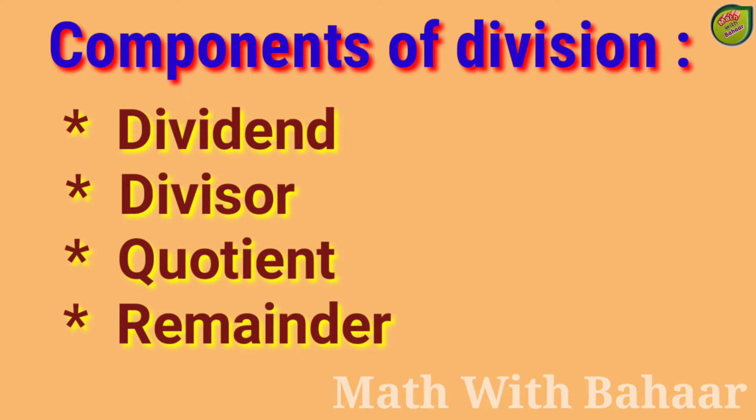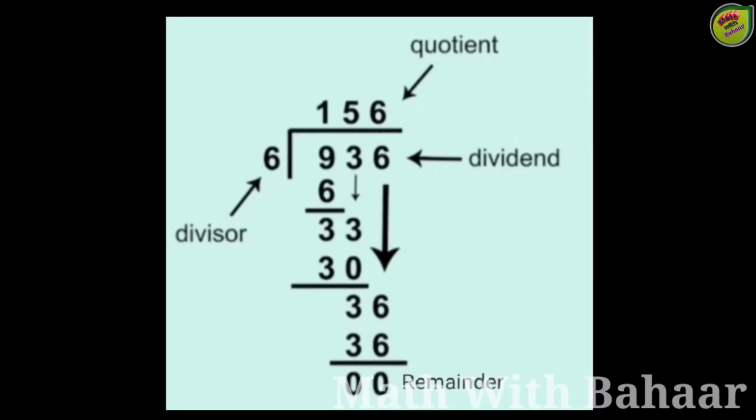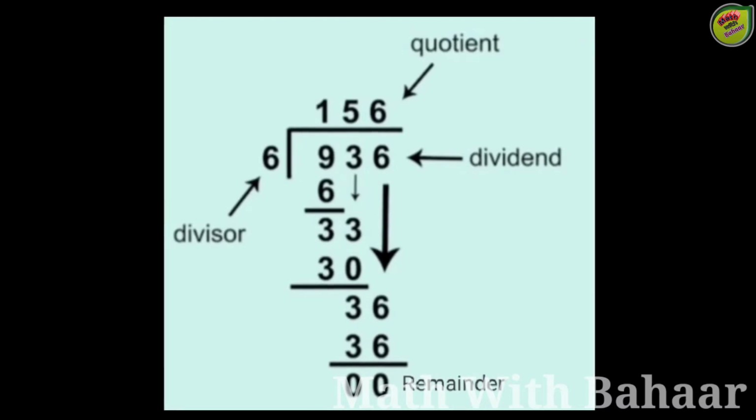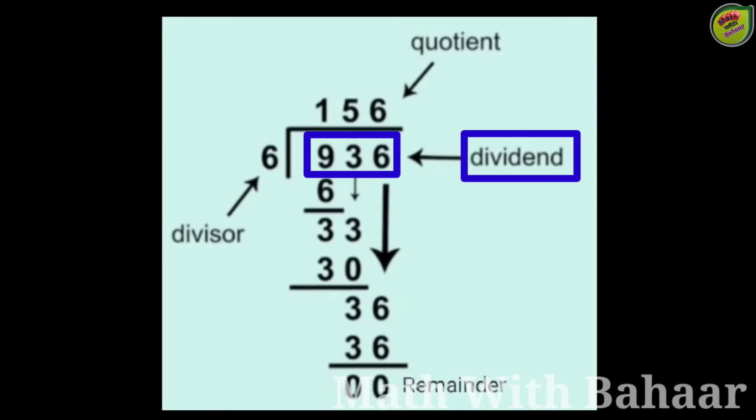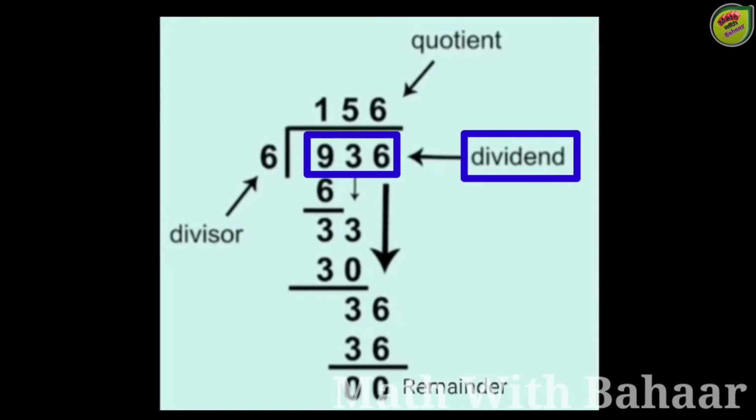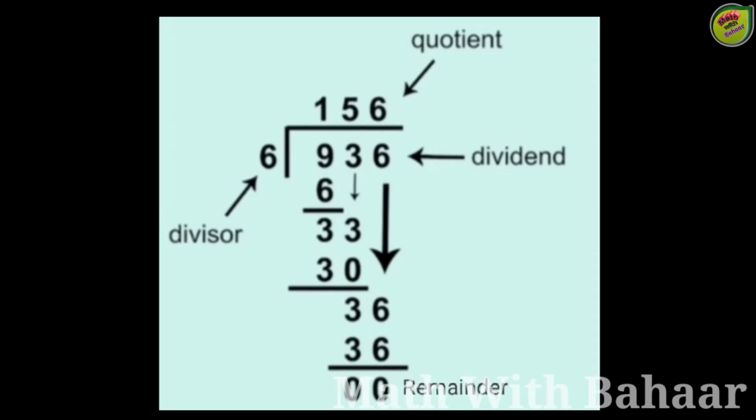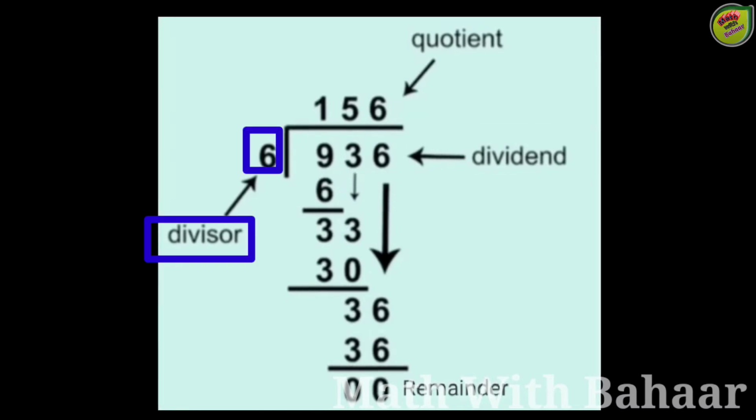Children, there are four components of division. The first one is dividend, the second is the divisor, the third is the quotient, and the fourth is the remainder. Let us understand the four components of division by using an example. Here you can see the number 936, which is termed as dividend. So dividend is a number which is to be divided. Next you have 6 outside. So 6 is called as the divisor.